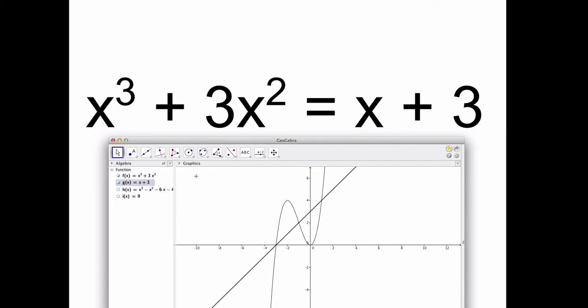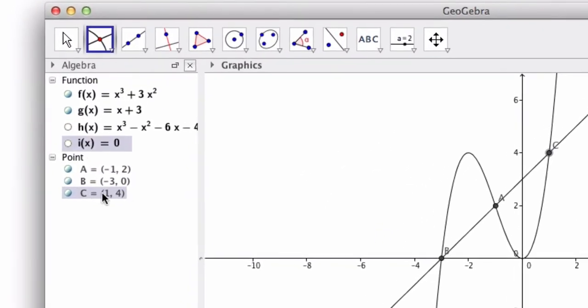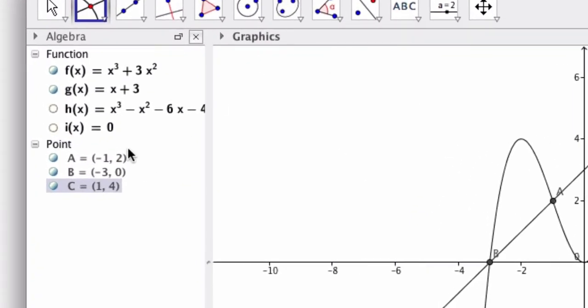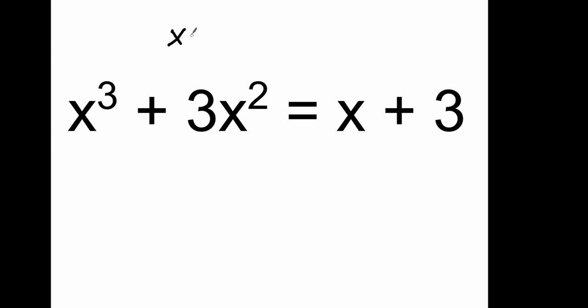The intersection points. So on GeoGebra, if you use the intersection point tool, intersect two objects, I'm going to intersect these two objects here and there, and you'll notice over here on the left I have A, B, and C. The x values of these points are x equals -3, -1, and 1. These are the x values that make this equation true.